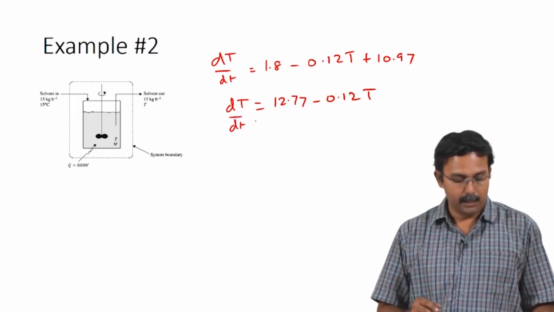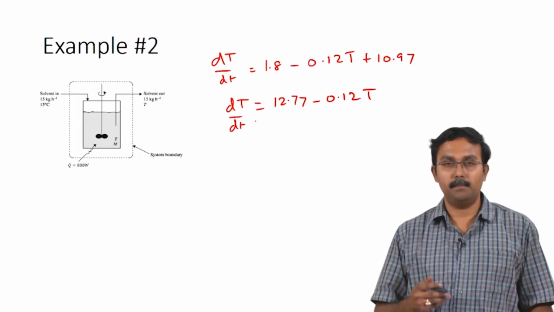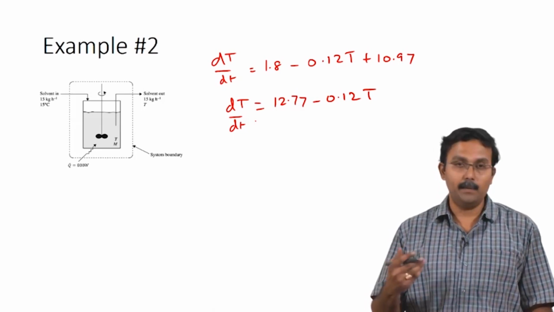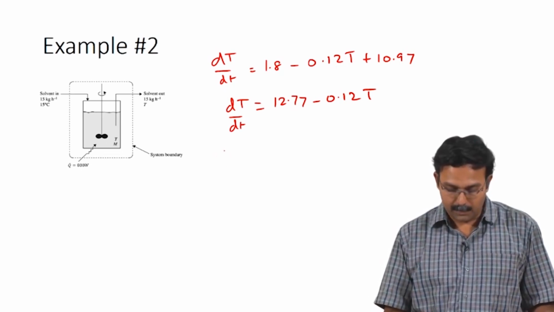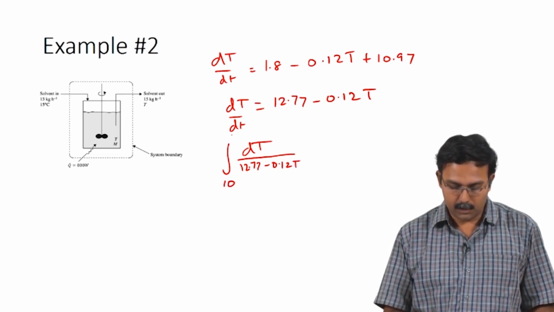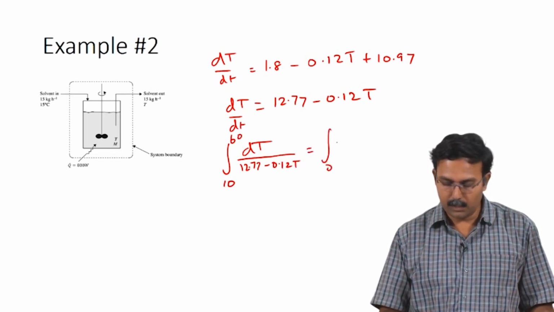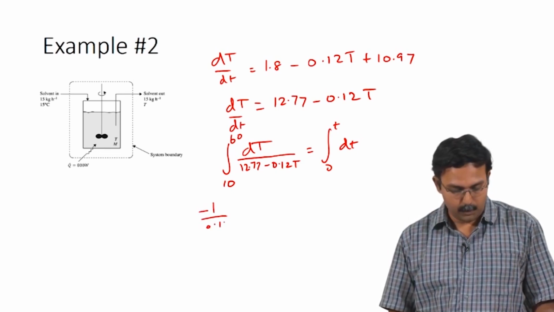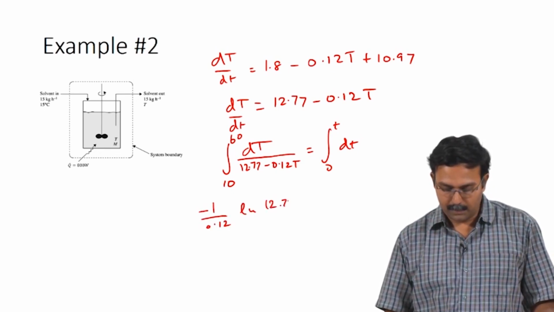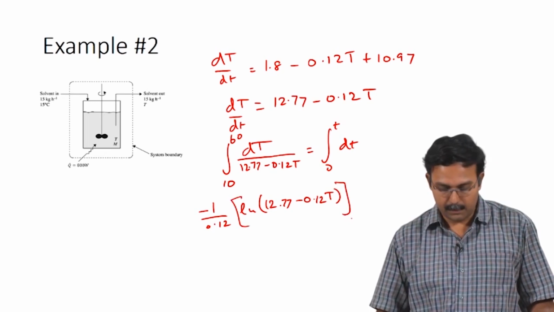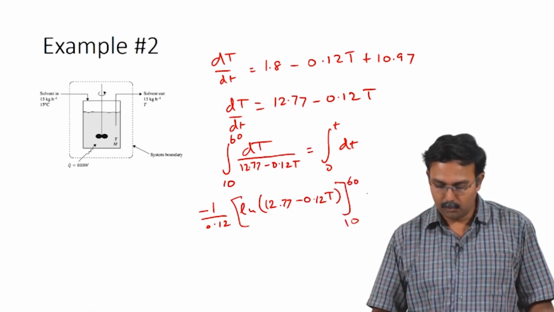So, now we need to find the time taken for increasing the temperature from 10 degrees Celsius, which is the initial temperature of the system, all the way to 60 degrees Celsius. So, for that you would have to integrate this as dT by (12.77 minus 0.12 T) from 10 degrees Celsius to 60 degrees Celsius, equal to the integral from 0 to the time taken t of dt. So, this would be minus 1 divided by 0.12 times ln of (12.77 minus 0.12 T), applying the limits from 10 to 60 degrees Celsius, and this would be equal to t.